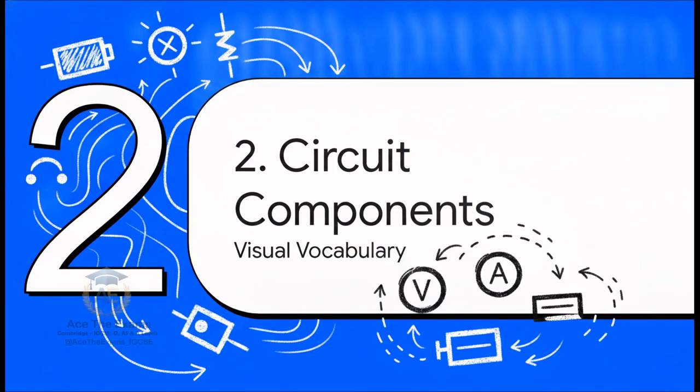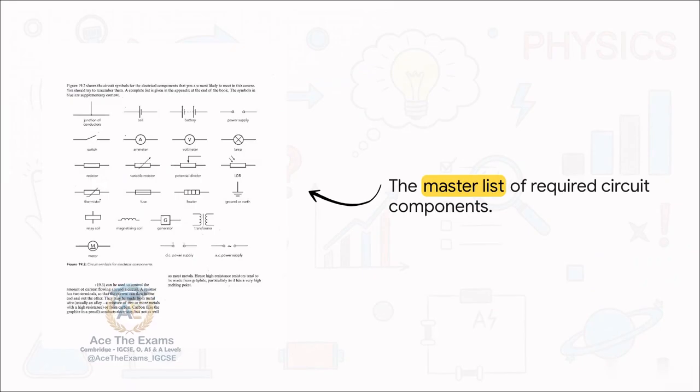This is the visual vocabulary of physics. Now, we're going to take this strategy and apply it to the actual visual language of the exam. Because think about it, if you can't read the map, you can't navigate the terrain, right? What you're seeing here is the comprehensive master list of required circuit components. You have to instantly recognize these to survive the paper, from standard resistors to complex stuff like magnetizing coils. You have to treat this like learning a second language.